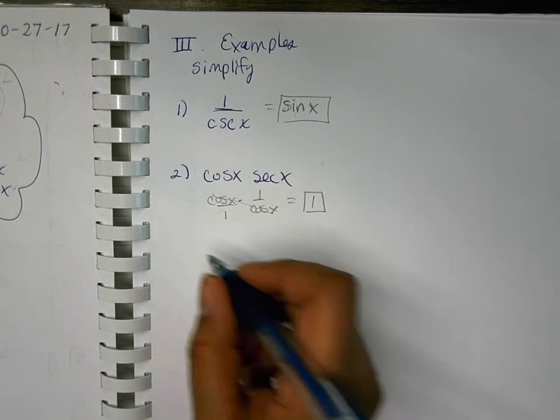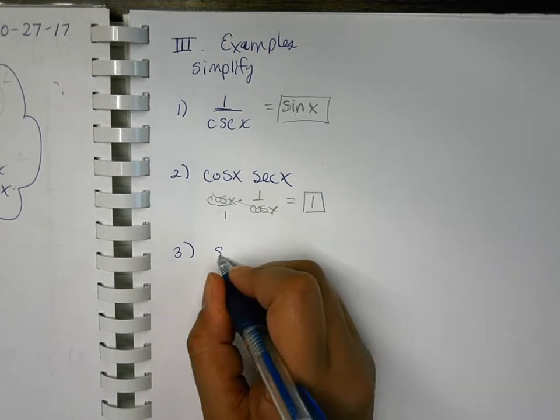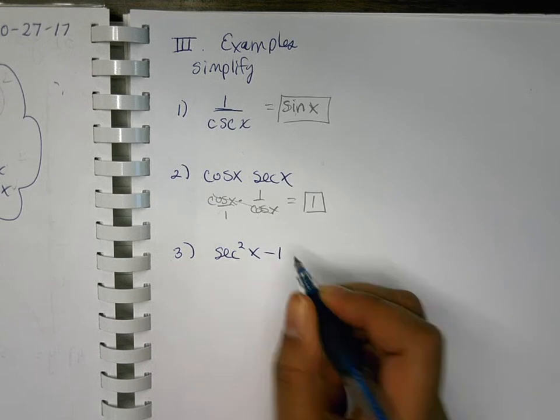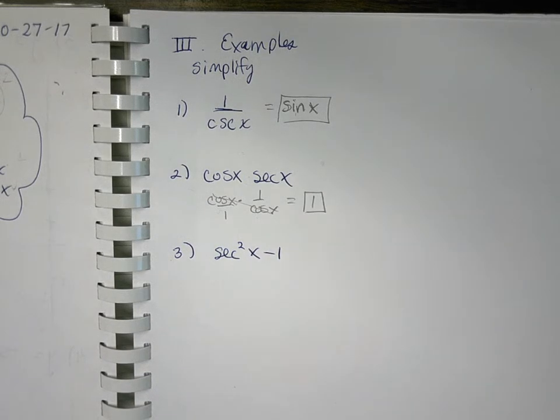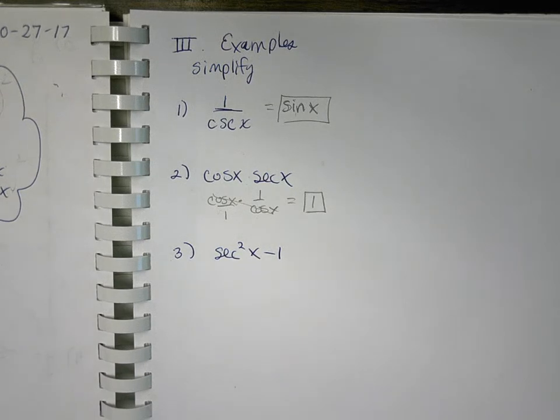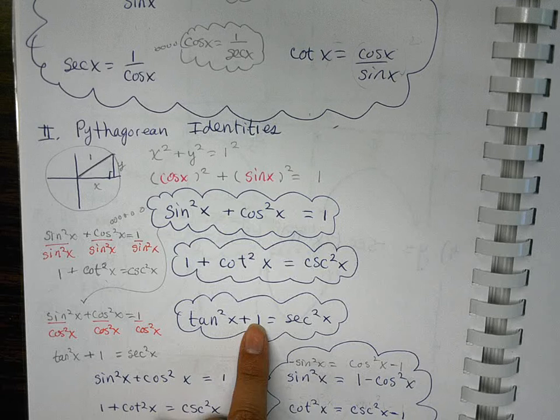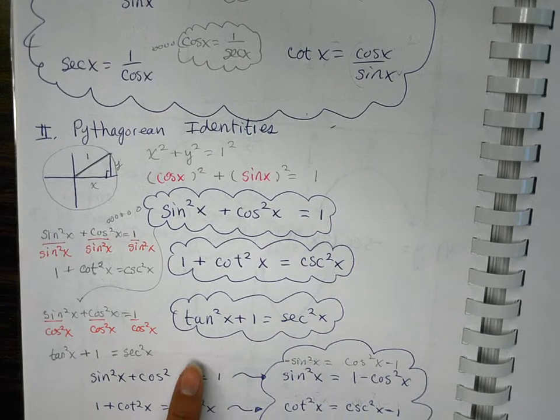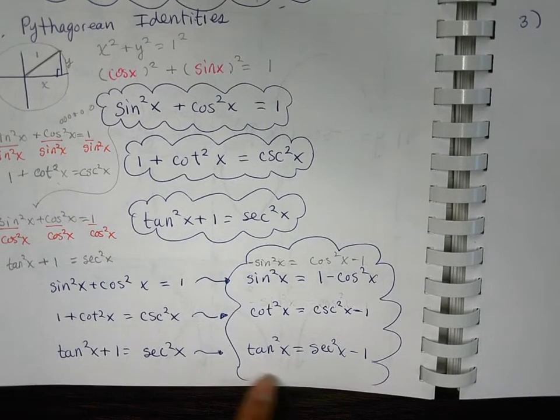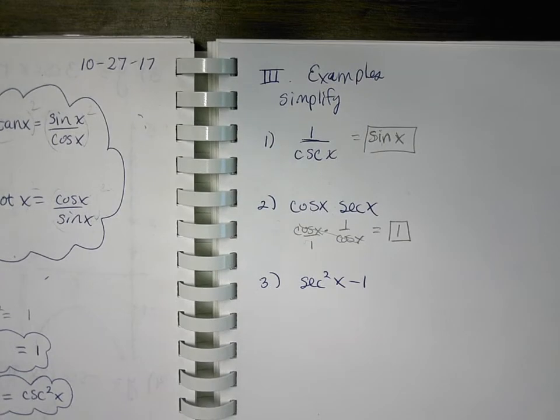Okay. Number 3. Secant squared x minus 1. Again, on this first day, you're going to be doing a lot of looking at your notes, looking at your original and seeing if you can rearrange, or since we did write the rearrange, you can go there. What does secant squared x minus 1 equal? Let's check. Where's the secant? Secant squared x minus 1 would equal what? Tangent squared. Is it one we do have down? Yes, we do. So what's secant squared x minus 1 equal?